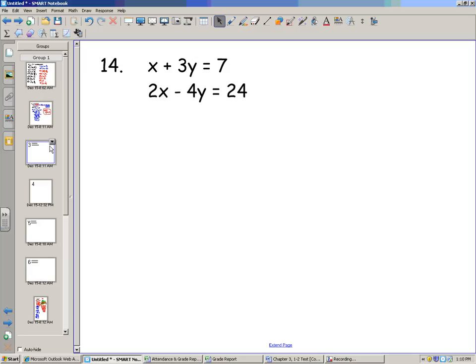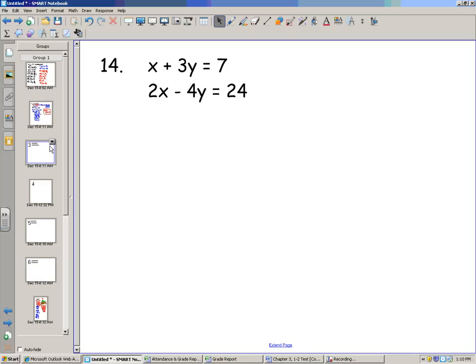Okay, now what do? Why do I get that x by itself? Because it has a coefficient of 1, and if I choose something that does not have a coefficient of 1, what's going to be my outcome? Fractions. And do you all like fractions? No.